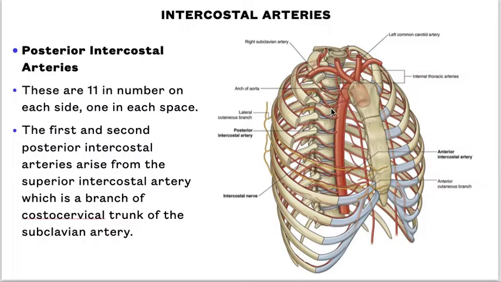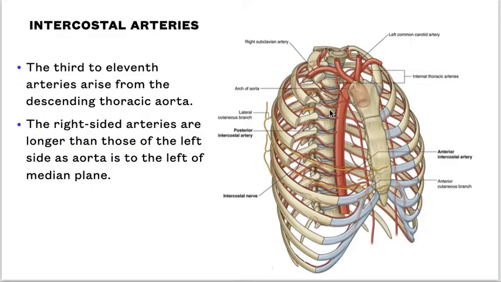The first and the second posterior intercostal arteries arise from the superior intercostal artery, which is a branch of the costocervical trunk of the subclavian artery. The third to 11th arise from the descending thoracic aorta. The right-sided arteries are longer than those of the left side of the aorta.